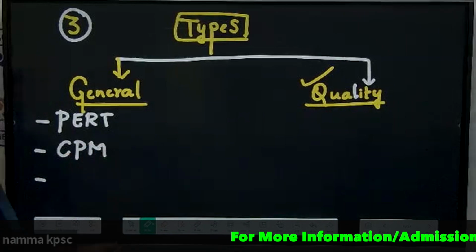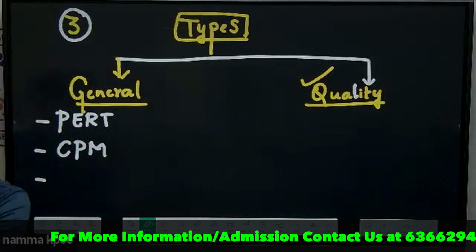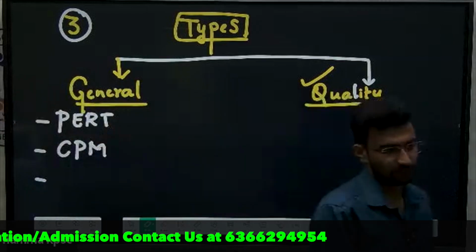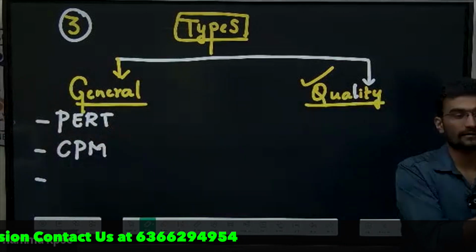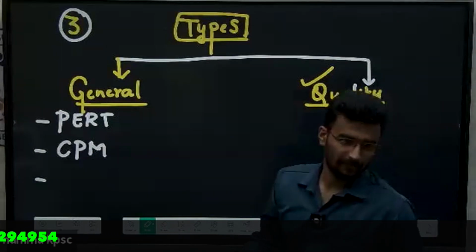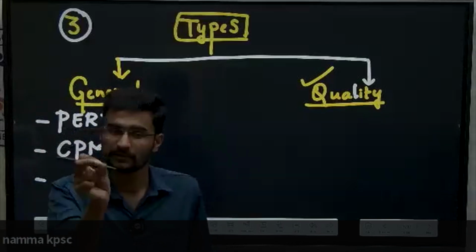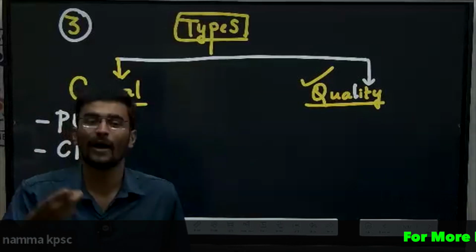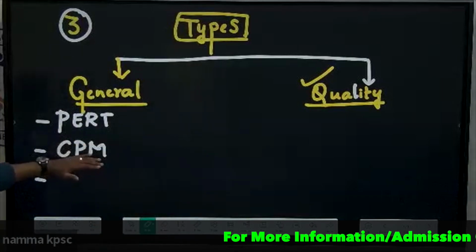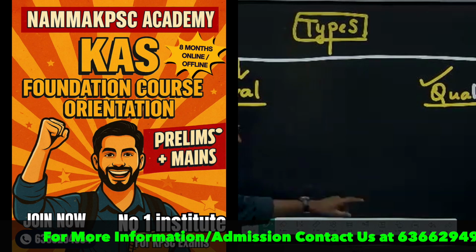The second one is CPM, the Critical Path Method, or critical path management. See, critical path is right there. In a project, some paths will be critical. For example, take KPSC: which path is critical? Prelims is critical. Yes or no? Why? Because the ratio of success is minimal, and studying that is what we call the critical path method.